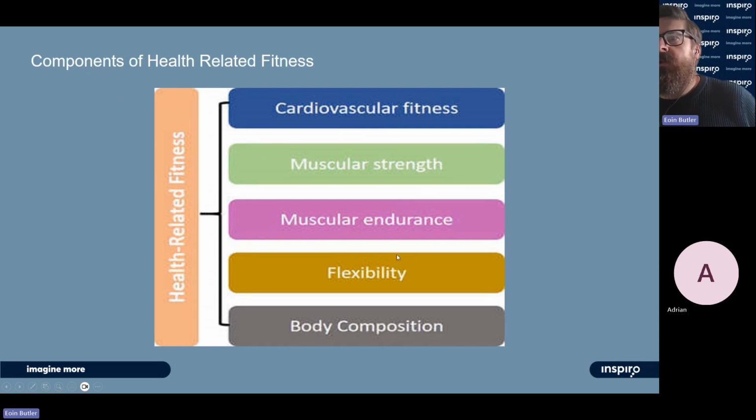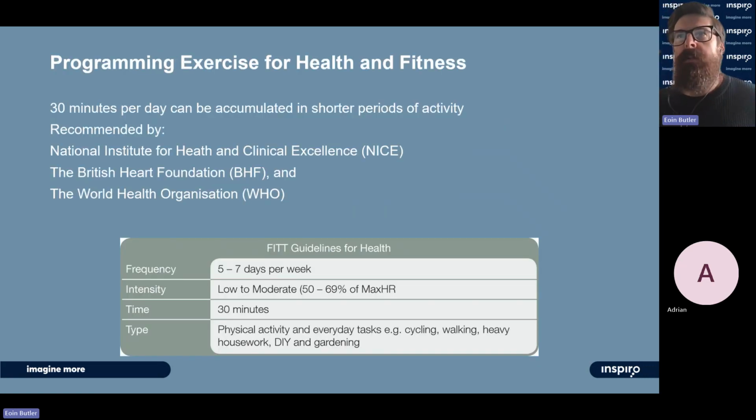So we're going to cover all of these and how we program for different clients with different goals regarding cardiovascular, muscular strength, endurance, flexibility. Again, just a little bit of a recap. 30 minutes per day of accumulated exercise in short periods is recommended by the National Institute for Health and Clinical Excellence, the British Heart Foundation, and the World Health Organization. So 5 to 7 days a week, low to moderate intensity exercise for 30 minutes, and the type of exercise or activity includes physical activity and everyday tasks, cycling, walking, heavy housework, and DIY. These guidelines are going to help for improvements in health.